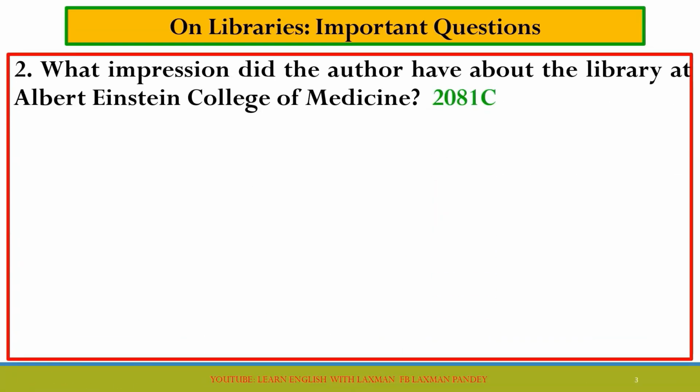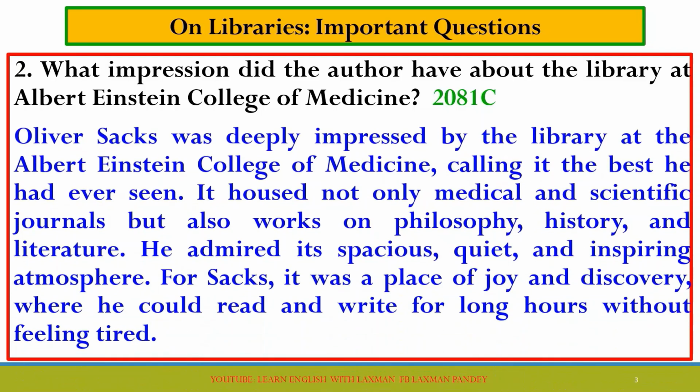What impression did the author have about the library at Albert Einstein College of Medicine? Oliver Sacks was deeply impressed by the library at the Albert Einstein College of Medicine, calling it the best he had ever seen. It housed not only medical and scientific journals but also works on philosophy, history, and literature.